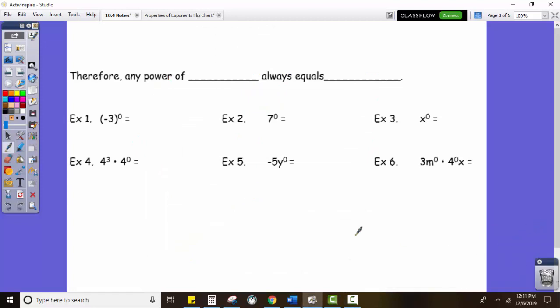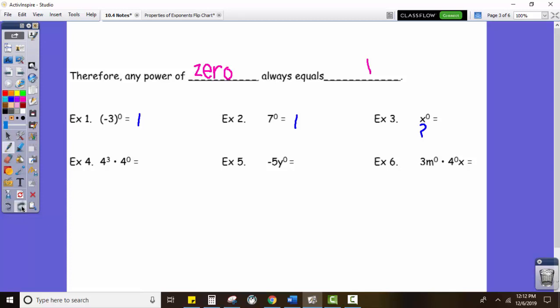So to generalize, therefore, any power of 0 will always equal 1. So anything to the power of 0, if the exponent is a 0, it's going to simplify to equal 1. Example 1, I have negative 3 to the power of 0, that equals 1. Example 2, 7 to the power of 0, it equals 1. Example 3, x to the power of 0.